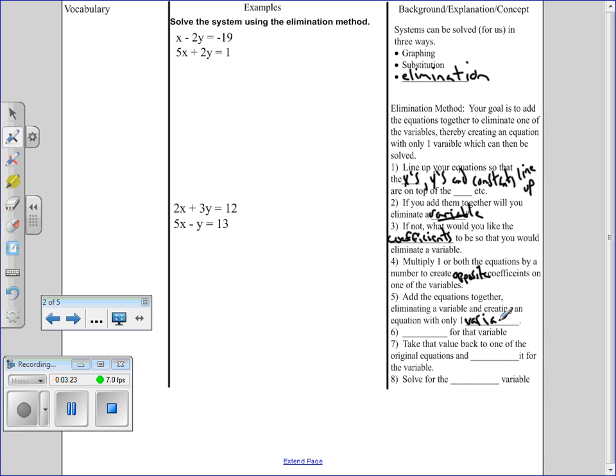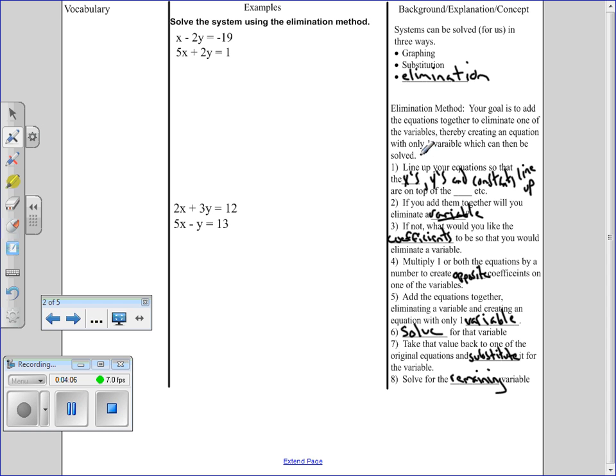If you remember, just like in substitution, that was important that at some point we create an equation that only has x's or only has y's. That way we can solve, right here, step 6, for that variable. Now, step 7, take that value back to one of the original equations and substitute it for the variable and solve for the remaining variable. So again, we're just writing in these words to make sure you're actually watching the video, taking the notes, but I will be referring back to these steps as we go through this first problem.